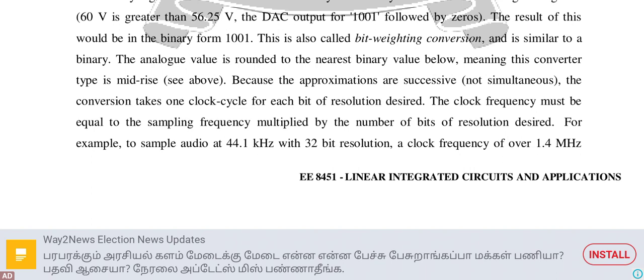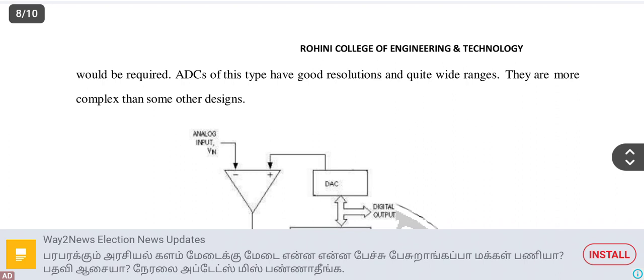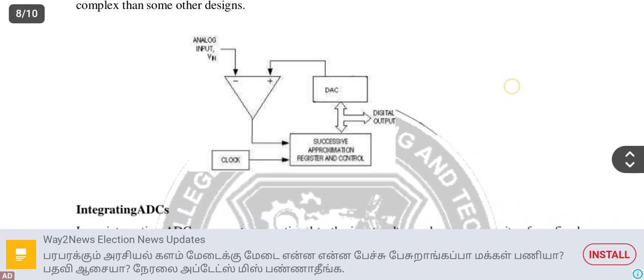Successive approximation ADC is the most used converter because of its faster range as well as its medium cost.